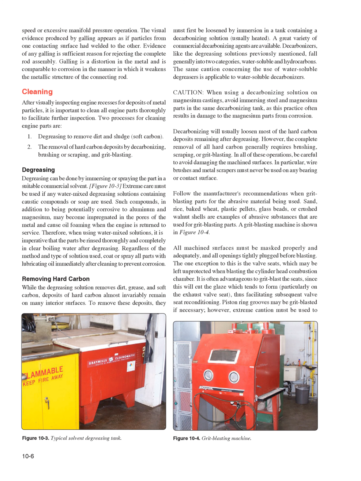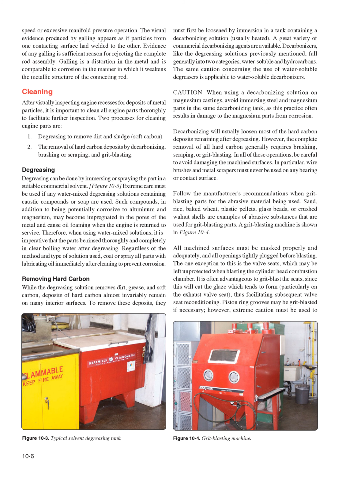Caution: when using a decarbonizing solution on magnesium castings, avoid immersing steel and magnesium parts in the same decarbonizing tank, as this practice often results in damage to the magnesium parts from corrosion. Decarbonizing will usually loosen most of the hard carbon deposits remaining after degreasing. However, the complete removal of all hard carbon generally requires brushing, scraping, or grit blasting. In all of these operations, be careful to avoid damaging the machine's surfaces. In particular, wire brushes and metal scrapers must never be used on any bearing or contact surface.